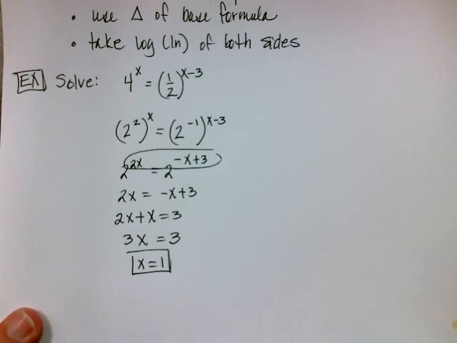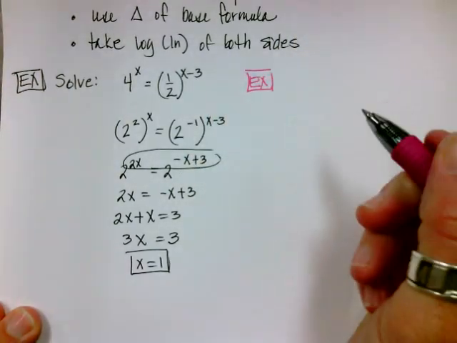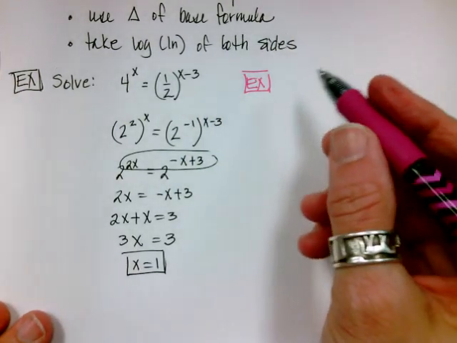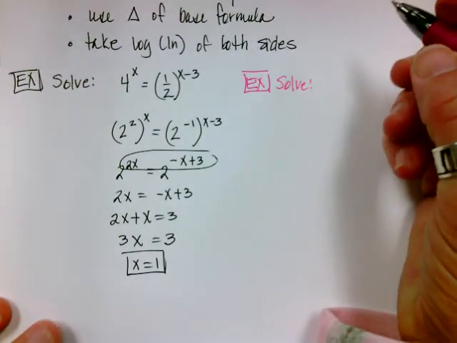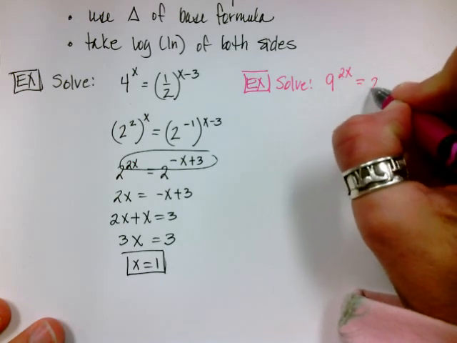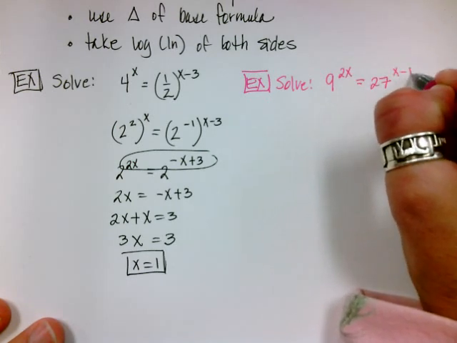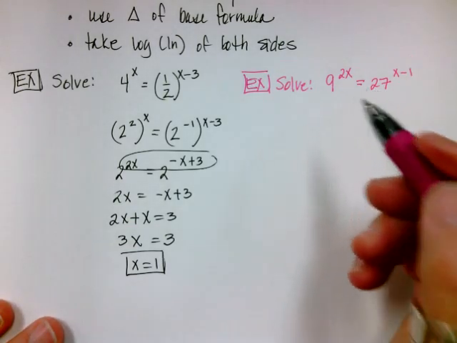Okay, let's do another example, and I'm going to switch colors of pens. Hopefully it's easy enough to see, so we're on different sides of the page. Again, this one says solve. They all say solve. I'm going to have 9 to the 2x is equal to 27 to the x minus 1. This one's in exponent form. 3 squared is 9 and 3 cubed is 27.